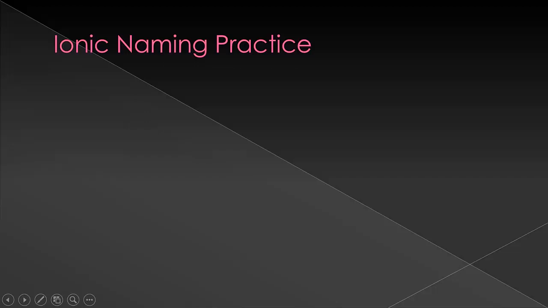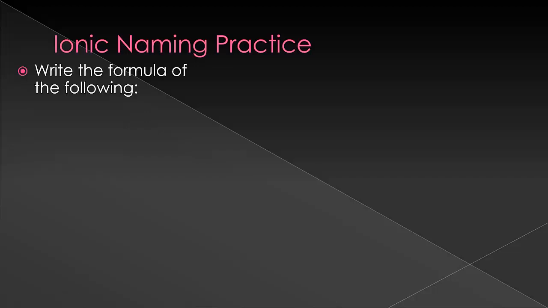Now let's do some practice with ionic nomenclature. So first, let's write the formula of things. Each time as we go through this, it's a good idea to stop, pause the video, try to do it on your own, see where you made your mistakes, and then see the answer. So first we have aluminum oxide.